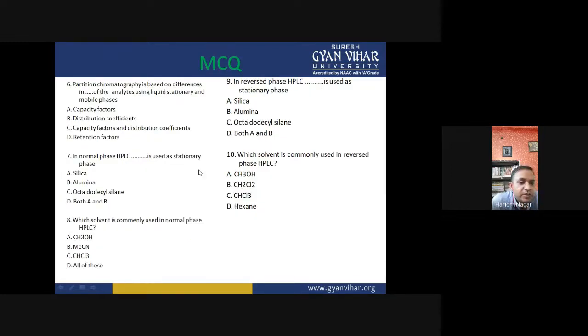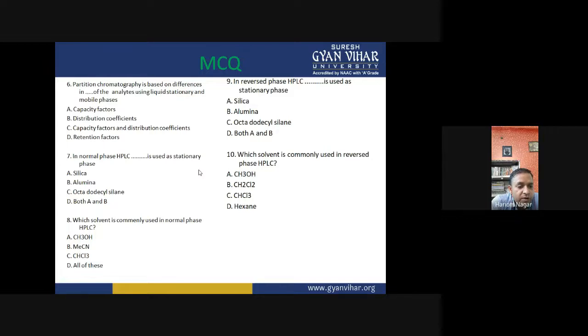Now question number 6: partition chromatography is based on the difference in the blank of the analyte between the liquid stationary and mobile phase. So partition chromatography is actually based on differences in the capacity factor and distribution coefficient, both.